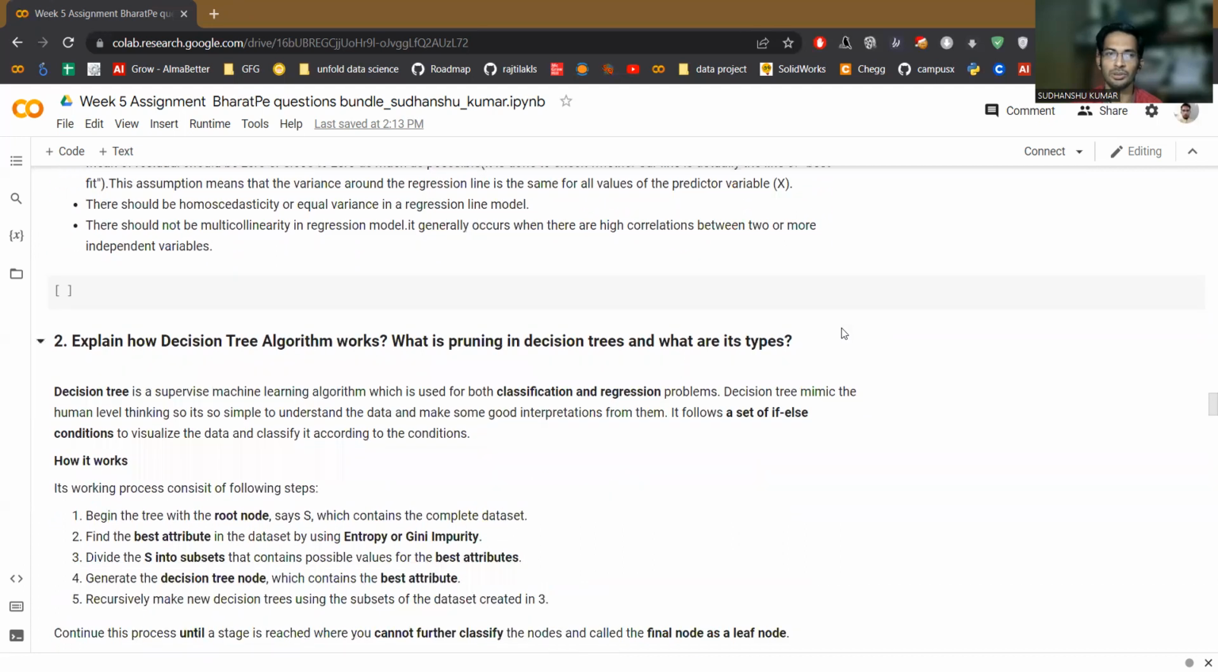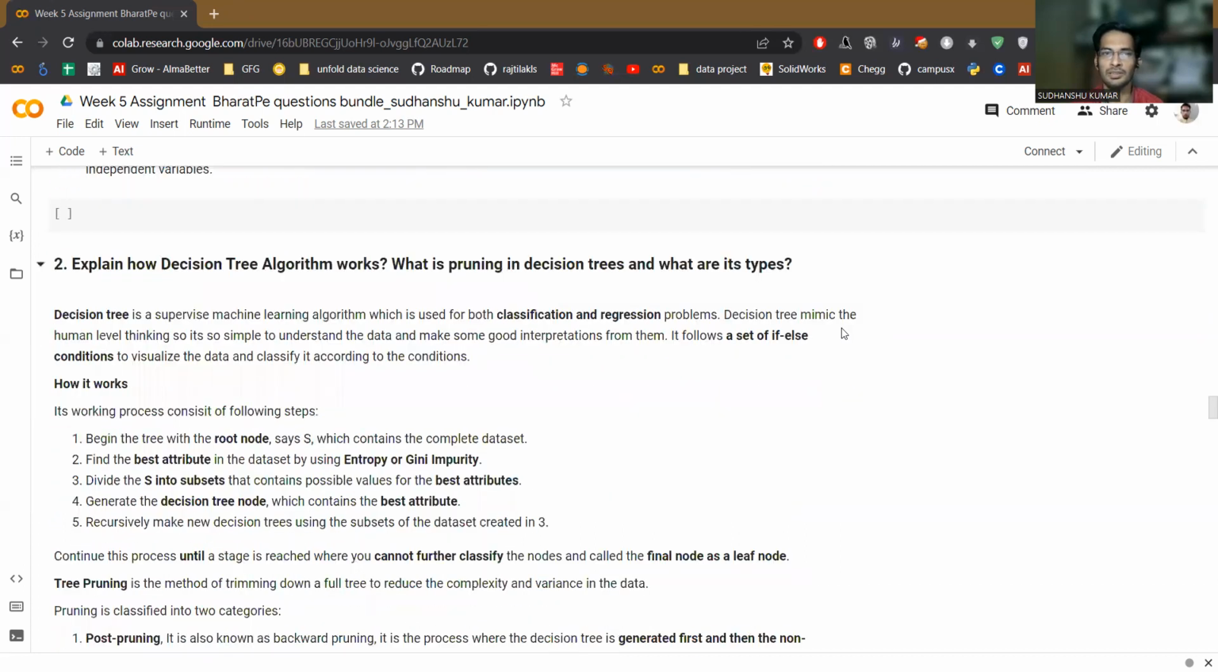Now moving to the second question, explain the decision tree algorithm. Explain how the decision tree algorithm works, and what is pruning in a decision tree and what are its types. A decision tree is basically a supervised machine learning algorithm which is used for both classification as well as regression problems. It basically uses if-else like conditions to split the data.